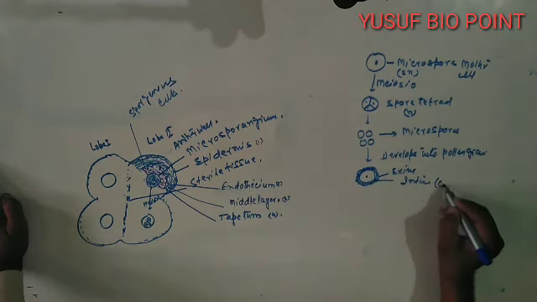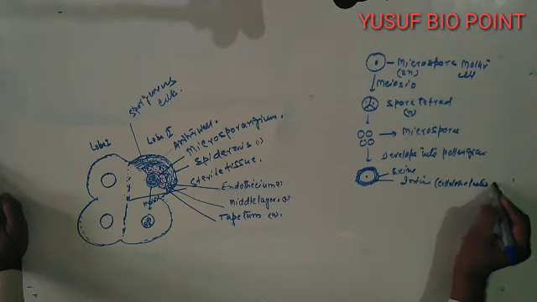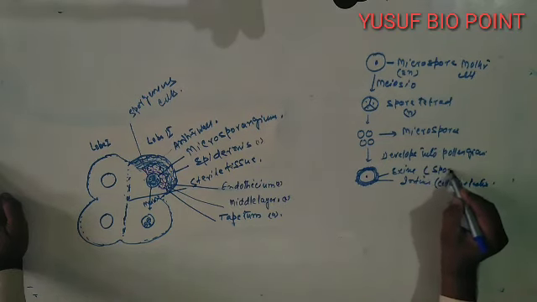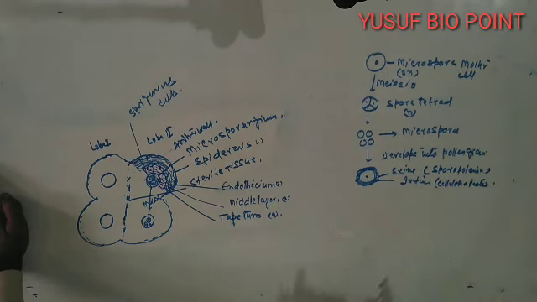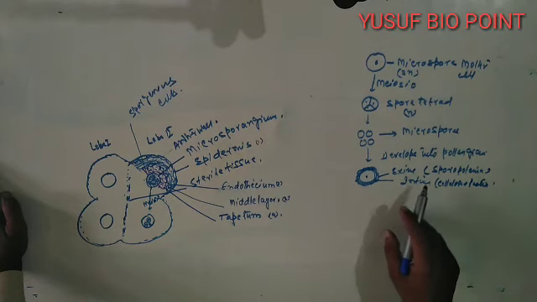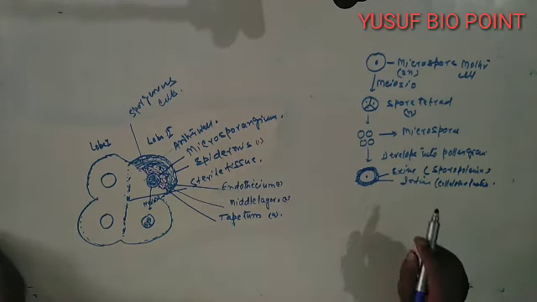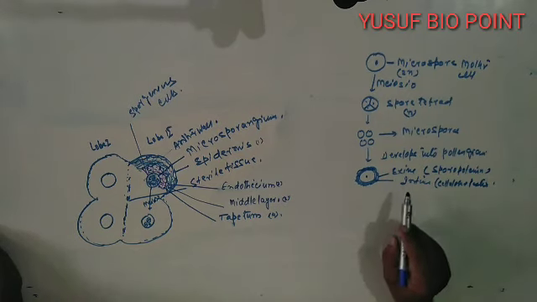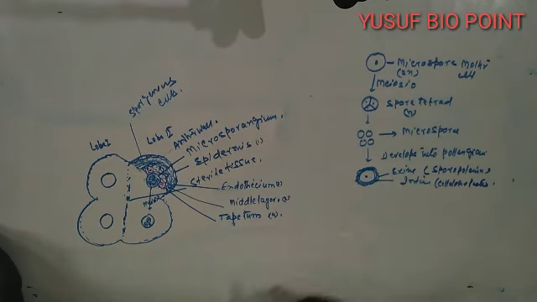Intine is made of cellulose plus pectin, and exine is made of sporopollenin, that is a highly resistant substance, by which it can survive in high temperature, and also there is no effect of enzymes on that. It contains a single nucleus.